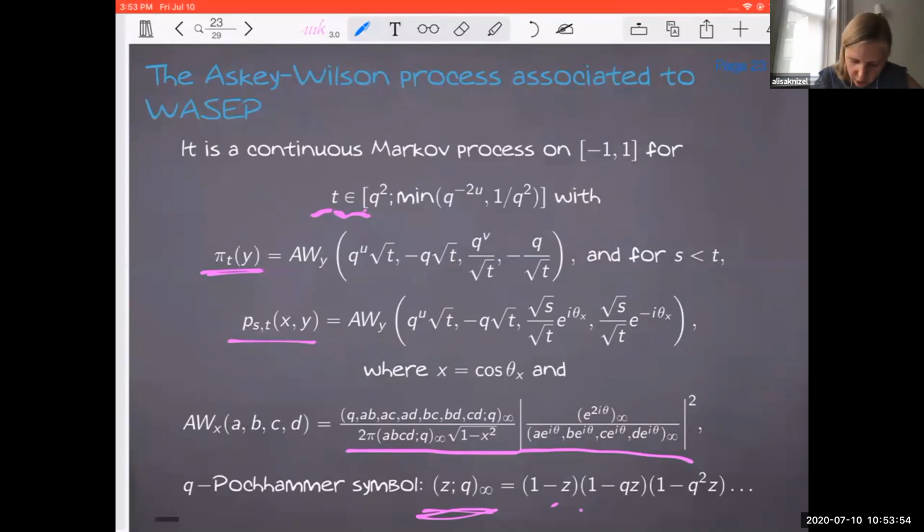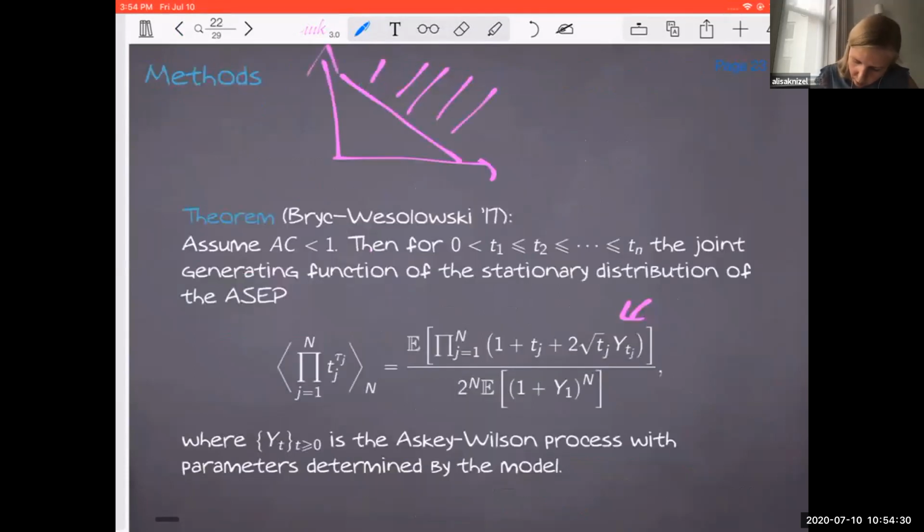So this assumption on t, which I had to impose here, is due to the fact that if t is outside of this range, the Askey-Wilson measure can be defined for a larger range of parameters, but then it's not absolutely continuous anymore. So actually it develops atoms and the formulas become even more complicated. Okay, so this is the Askey-Wilson process, and this is what enters here in the formula.